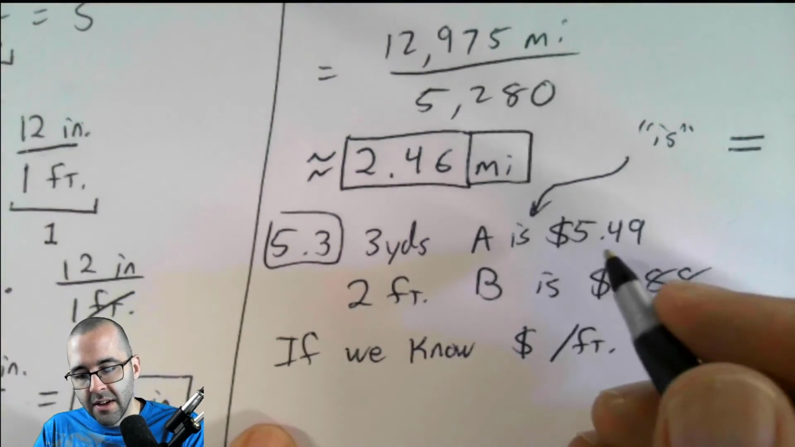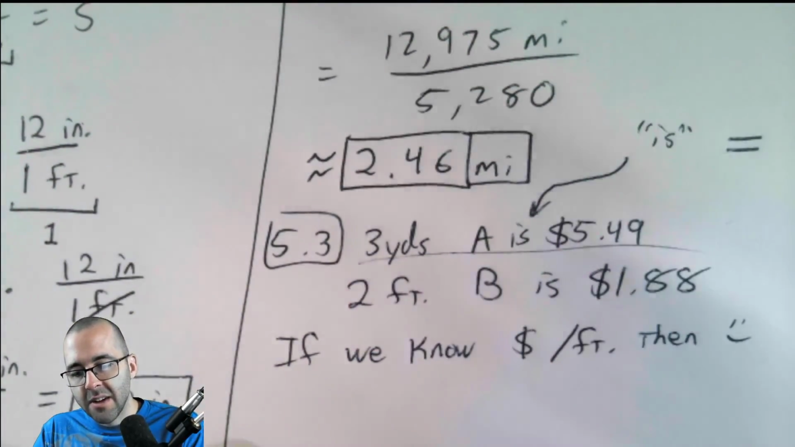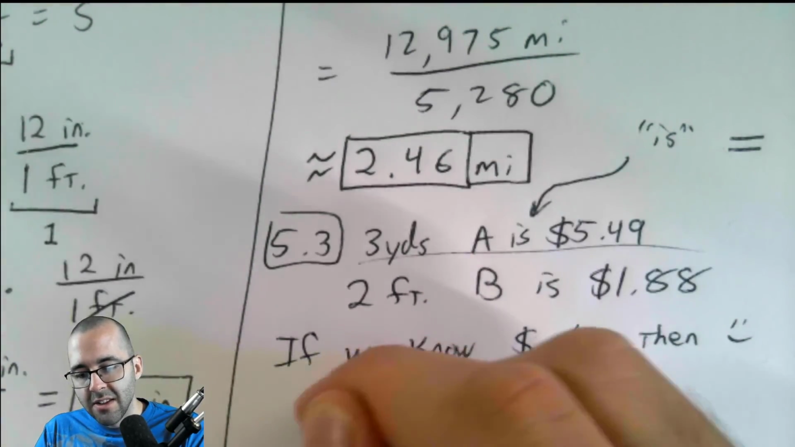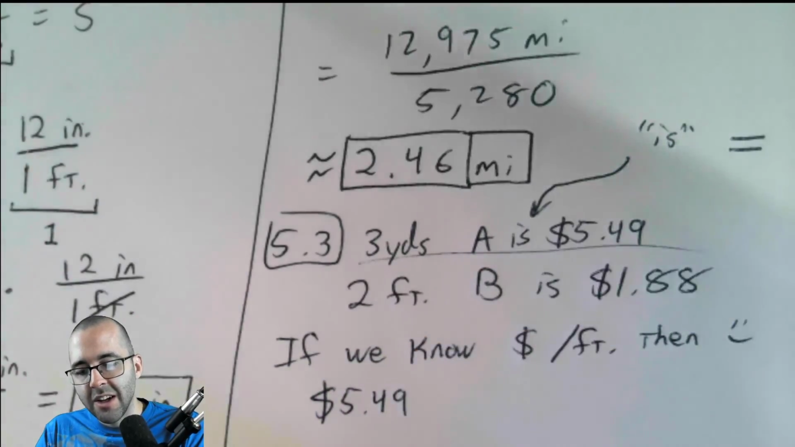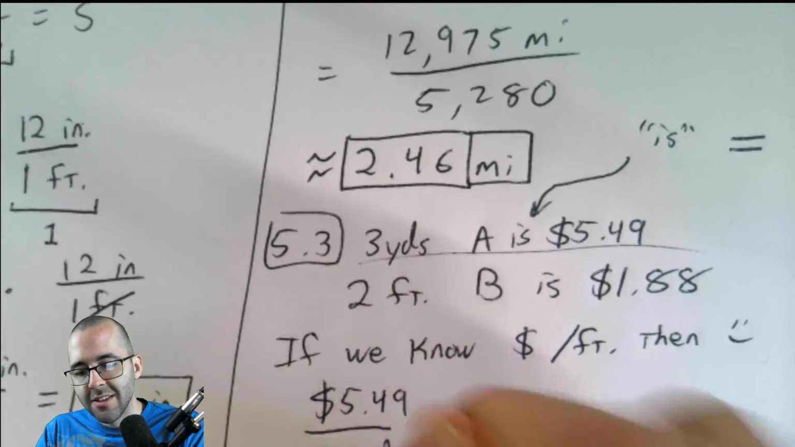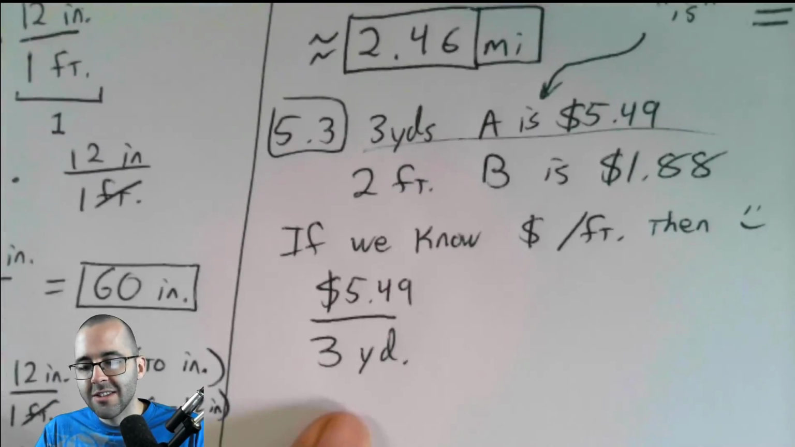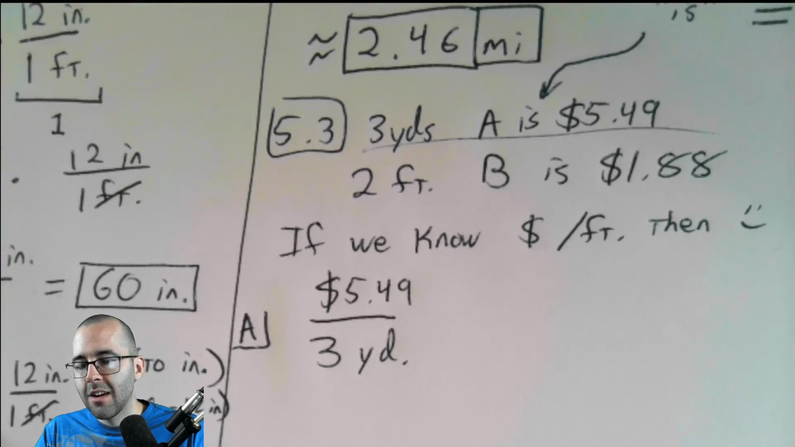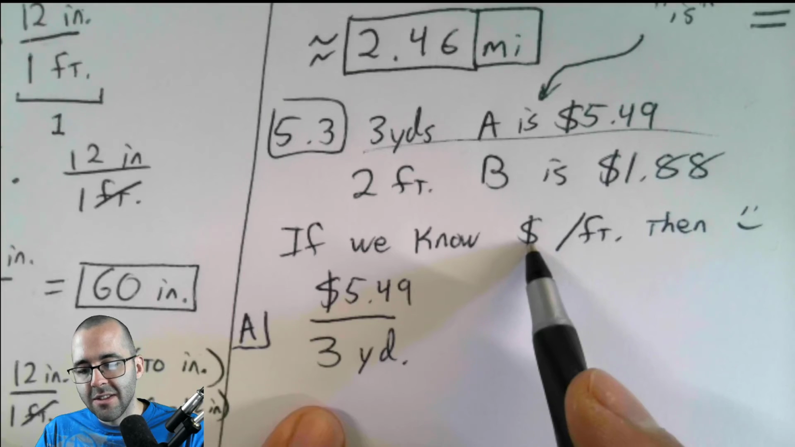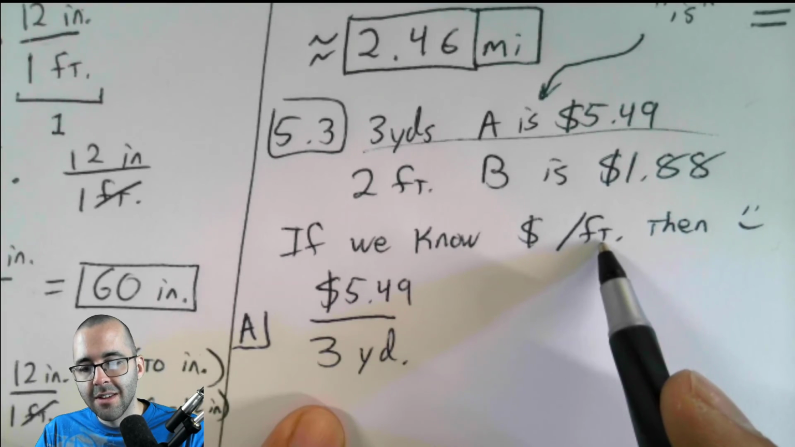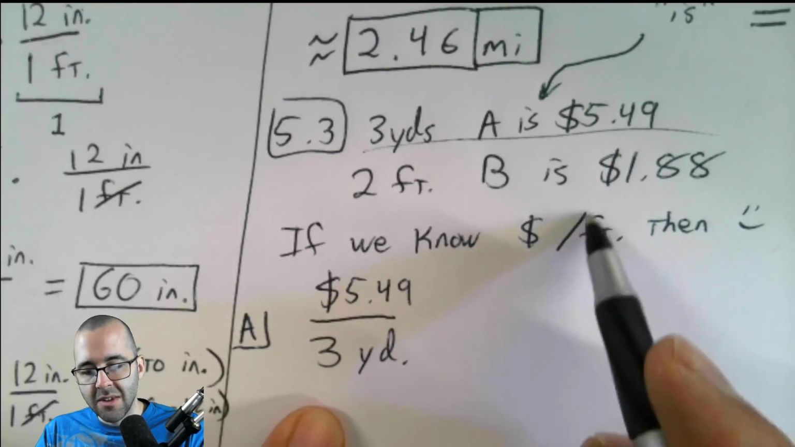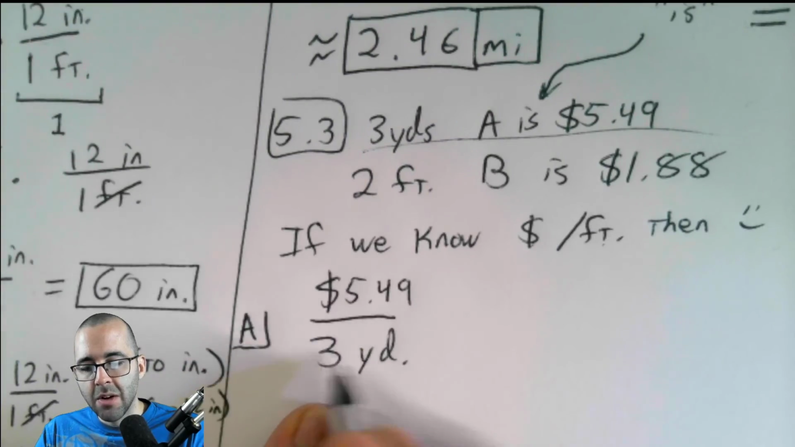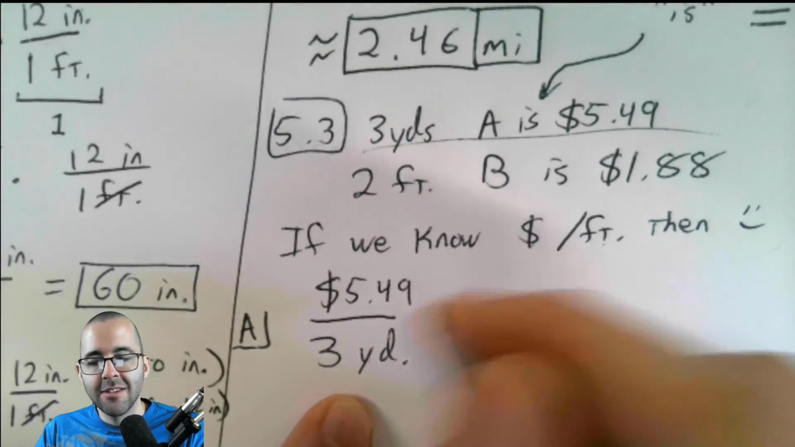So let's start with A. Let's start with this. We have the cost is $5.49 per 3 yards. This is our cost for tubing A. I want to know how many dollars is that per every foot. Fraction bar is the same as this slash, and it means the word per. $5.49 per 3 yards. So let's convert the yards to feet.